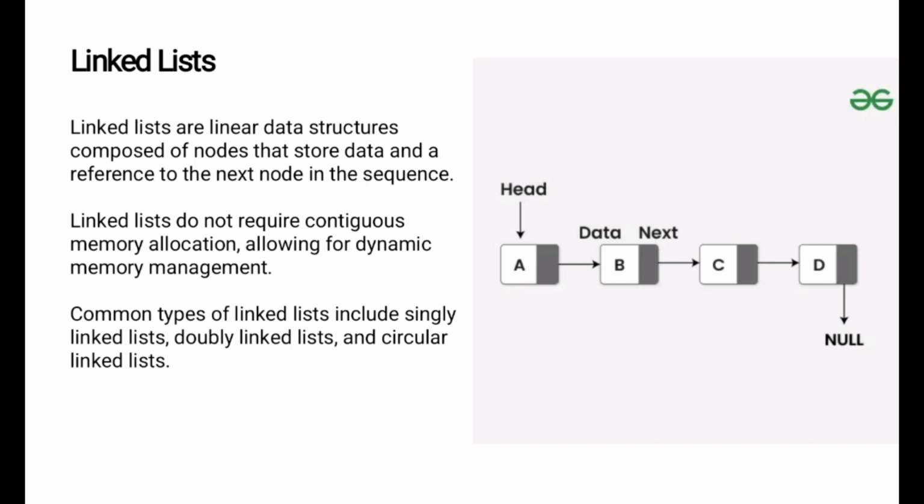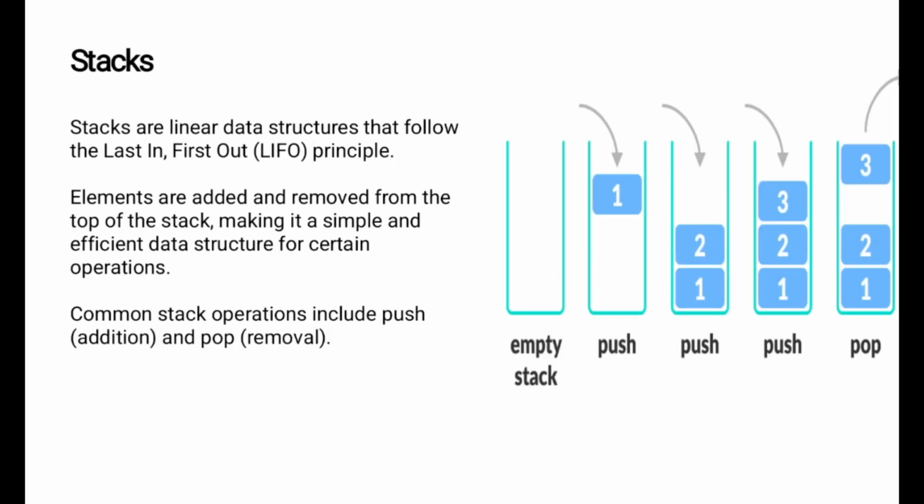Linked lists. Linked lists are linear data structures composed of nodes that store data and a reference to the next node in the sequence. Linked lists do not require contiguous memory allocation, allowing for dynamic memory management. That means a linked list does not need any particular value that defines the size of the list. It can be allocated any number of nodes. Common types of linked lists include singly linked list, doubly linked list, and circular linked list.